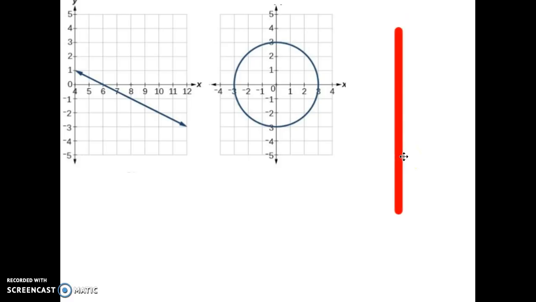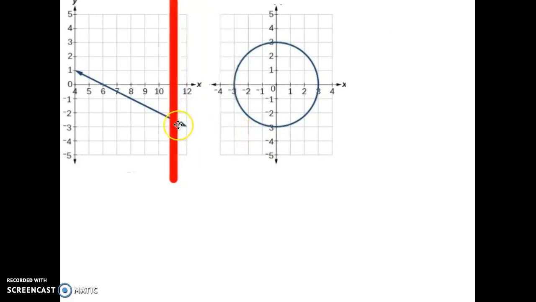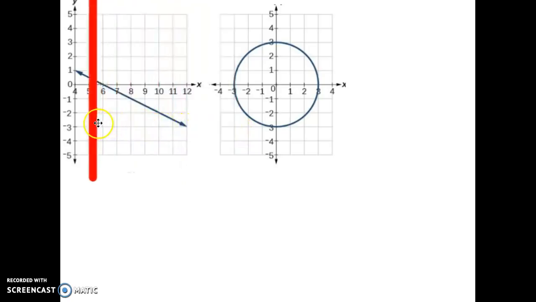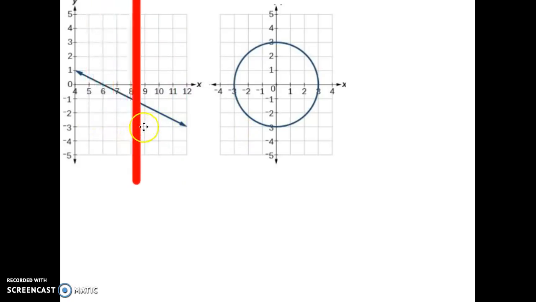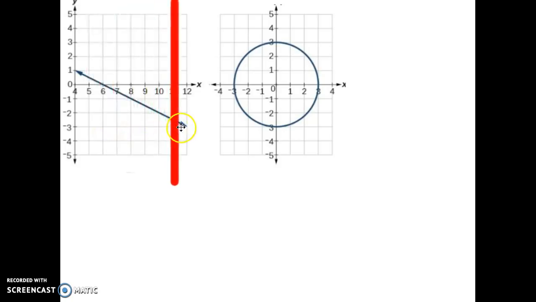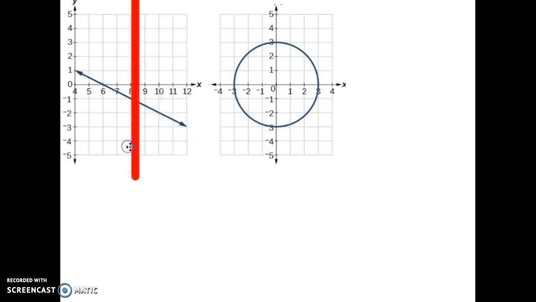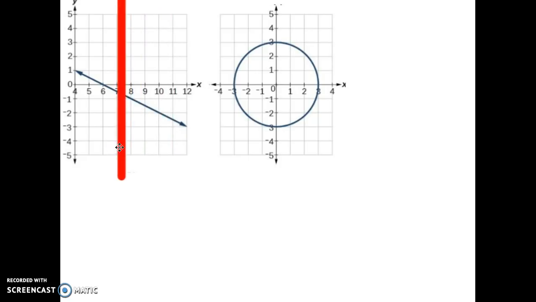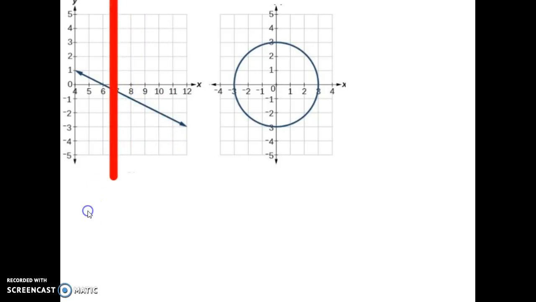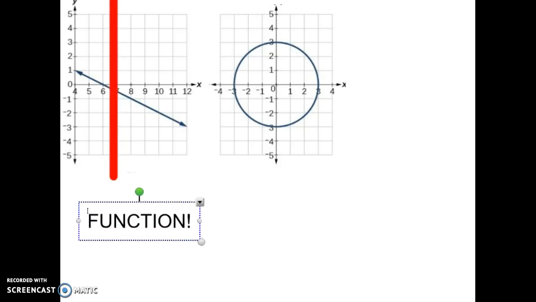Okay, so this blue line passes the vertical line test if no matter where I put the red line, it only touches the blue line once. So you can see wherever I put this, it never touches the graph in more than one spot. All right, so that means this is a function. And it's a function because it passes the vertical line test.